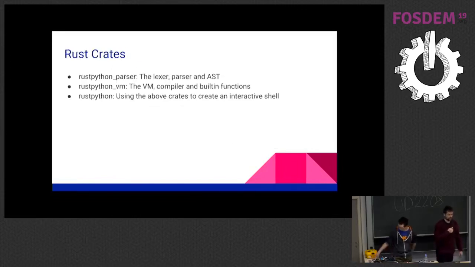We have created some Rust crates. We have a RustPython parser, which contains everything going from source code to AST. And then we have the Rust VM, which is the more runtime part. And then there is a RustPython top level crate, which combines the two. So this is how we split up the code. It's all in one Git repo as of now. I think that it is better to keep it that way, but we'll see.